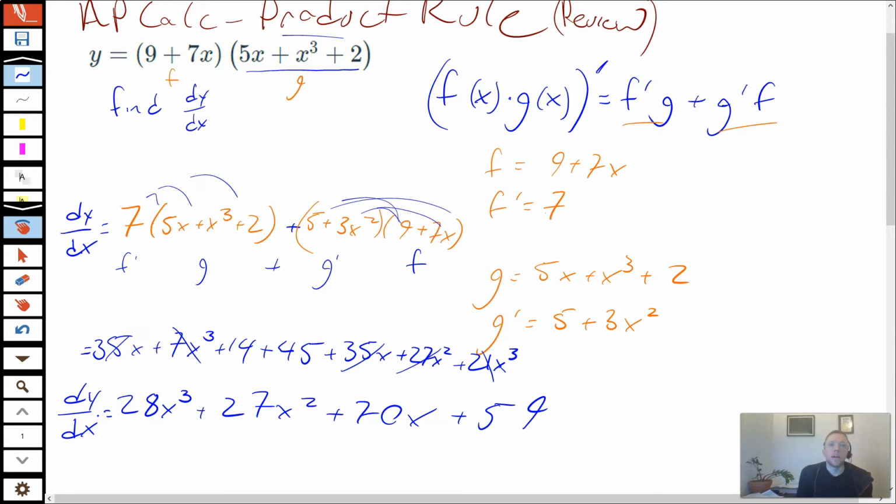Okay, so that is your product rule example. If you're stuck, remember this is your model here. Derivative of the first function times the second function plus the derivative of the second function times the first. So that model will get you to the solution every single time. Make sure you're working carefully.